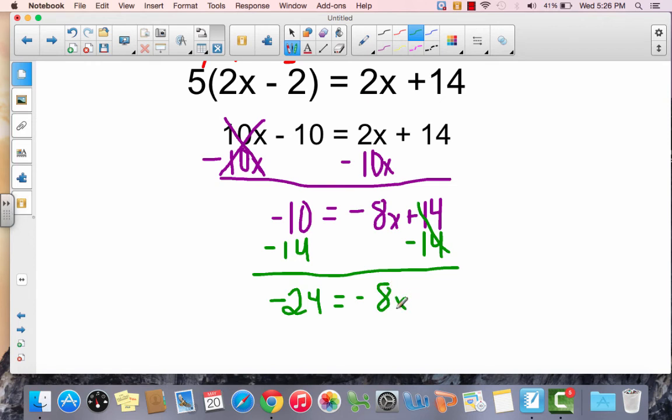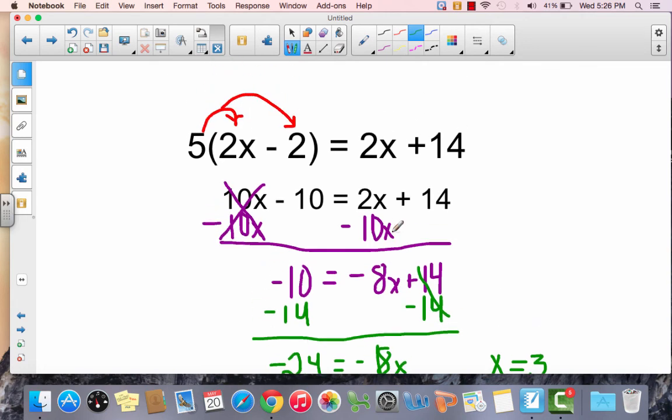And then my final step is to divide by negative 8. Cancels out on the right. Divide by negative 8 on the other side. And negative 24 divided by negative 8 gives me 3.